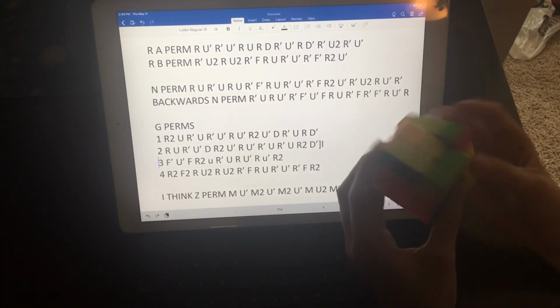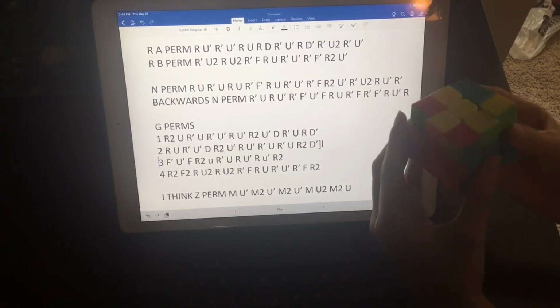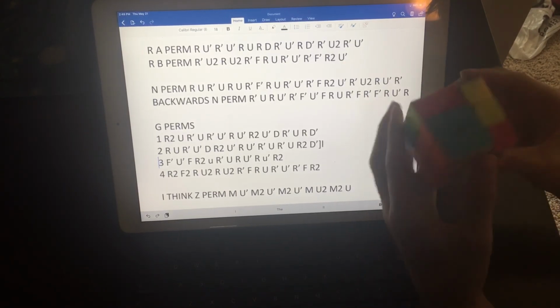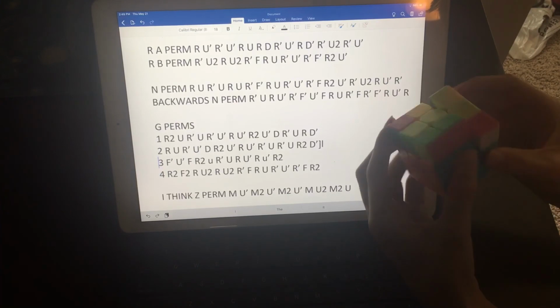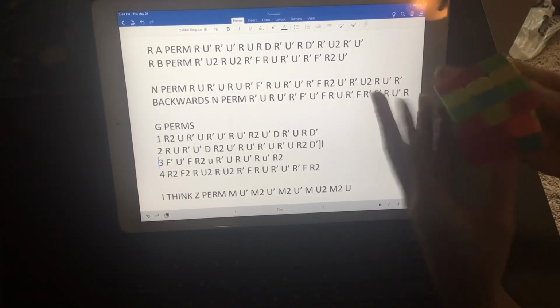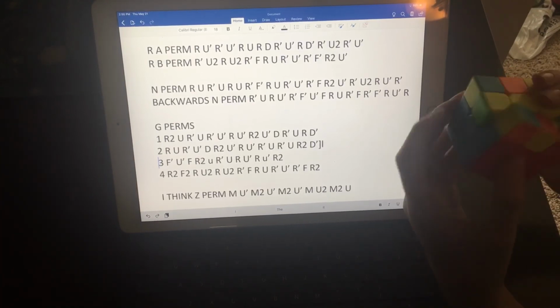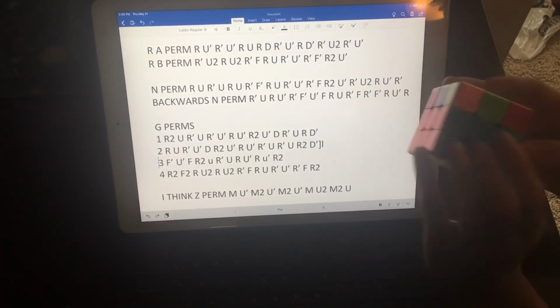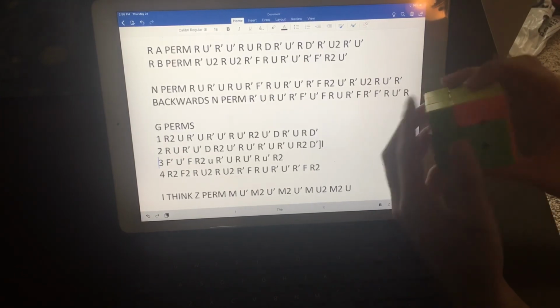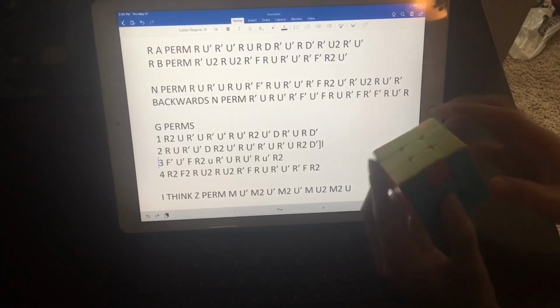Now the backwards one. Sometimes I forget how to do this one. Because there's I think a 1 in 72 chance of you getting the N perm. So you'll rarely see it. The backwards one.